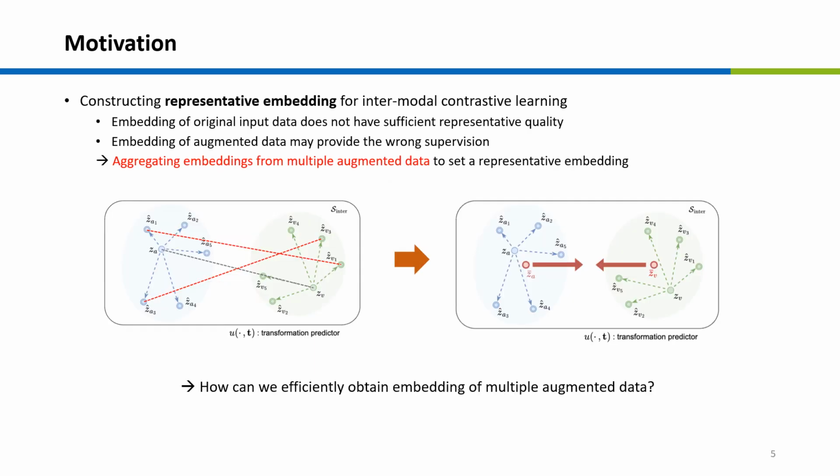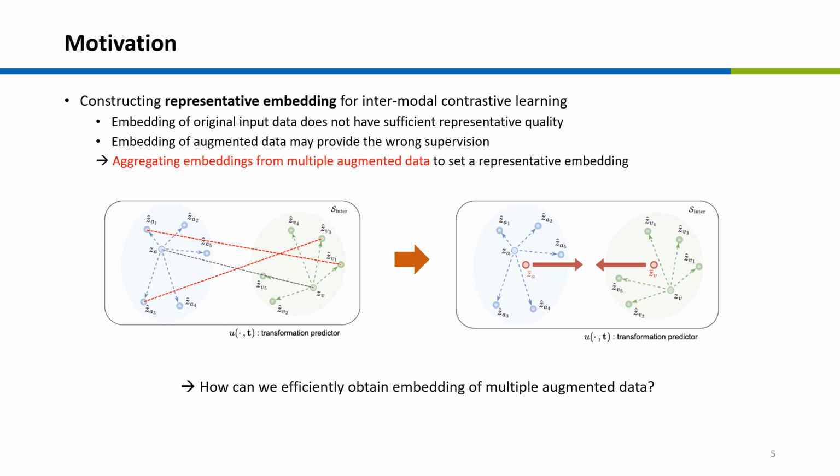Here, we set our goal to define a high-quality representative embedding for intermodal contrastive learning. Constructing a representative embedding is crucial because the embedding of the original input data often lacks sufficient representative quality. Moreover, the embedding of the augmented data may provide incorrect supervision signals. To tackle this challenge, our approach involves aggregating embeddings from multiple augmented data sources to build a representative embedding.